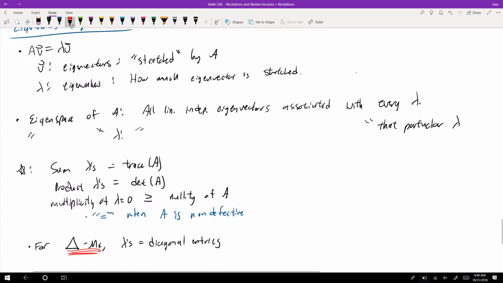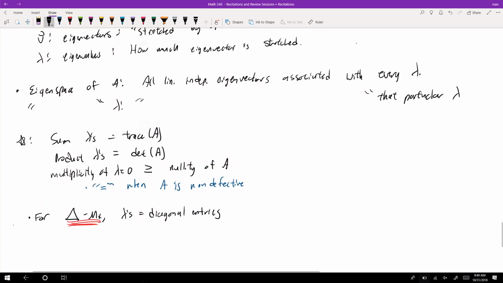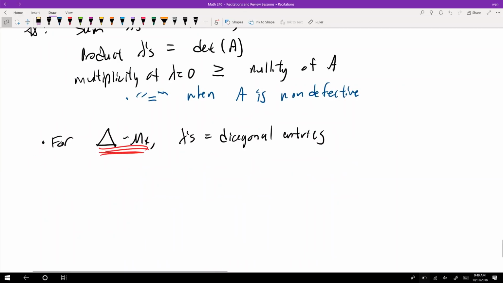What's that word? That particular lambda. Yeah. Okay. Finding. Okay.